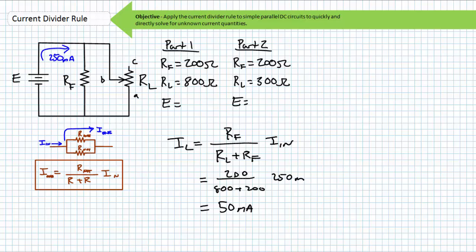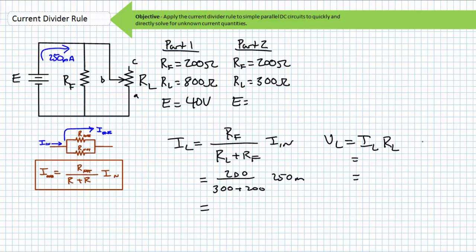Given known current of 50 milliamperes is traveling through the known load resistance of 800 ohms, we can use Ohm's law to solve for the voltage across it. VL equals IL times RL. Substituting in the necessary values, we find VL to be equal to 40 volts. Given RL is in parallel with our fixed resistor, we are aware that the voltage drop across it is also 40 volts. Kirchhoff's voltage law states that this 40 volt drop must be accompanied by an equal and opposite 40 volt rise. The magnitude of our source for part 1 with RL at 800 ohms must therefore be 40 volts.